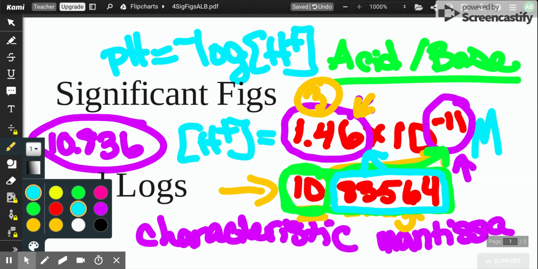I hope this helps. Again, most of the time you're going to be using this for acid-base calculations, but it is handy to know where these numbers are coming from.